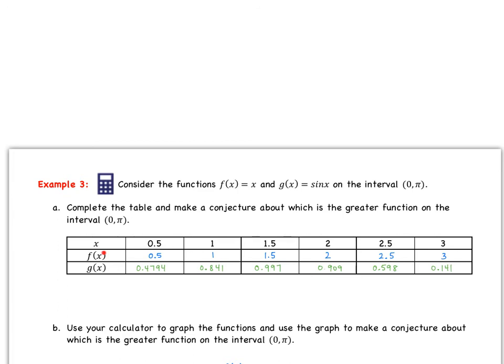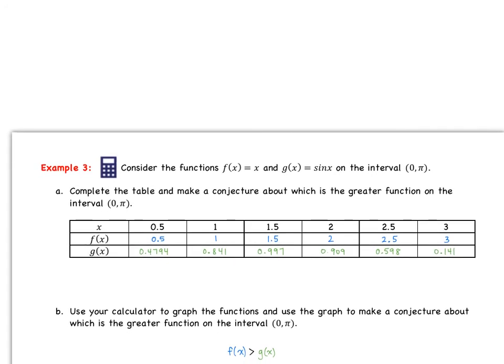All I did here was, okay, if we're given f of x is x, and g of x is sine of x, and we are on this interval, if we complete this table, when x is 0.5, we get f of x to be these blue values, and when we plug in all of these x values for g of x, we get these green values here. So take a second to copy that table, pause the video if you need to, and then we're going to look at each section.